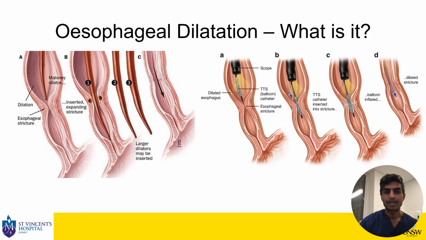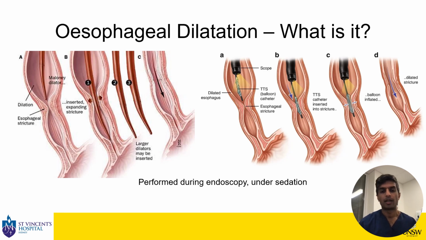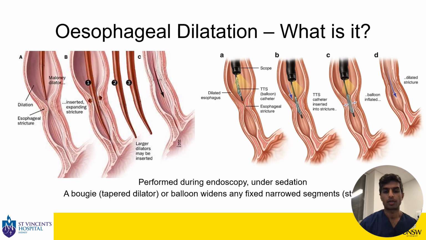So what is dilatation? Dilatation is simply, you can think of it as widening of the narrowed segments of the esophagus. We perform this during a standard endoscopy procedure that most patients with EoE would be familiar with having. So as a patient, you will be sedated for this procedure. In Australia, we always perform these under sedation.